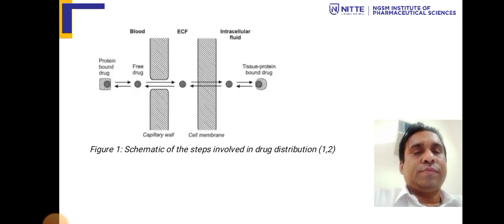As you can see in the picture, which is taken from reference 1 and 2, the drug comes bound to protein. After that, the free drug is released near the capillary walls where the blood comes, and then it is taken into the extracellular fluid. From there the drug perfuses inside the cell membrane to the intracellular fluid, and tissue protein binding of the drug takes place. So this is exactly the process by which drug distribution takes place.